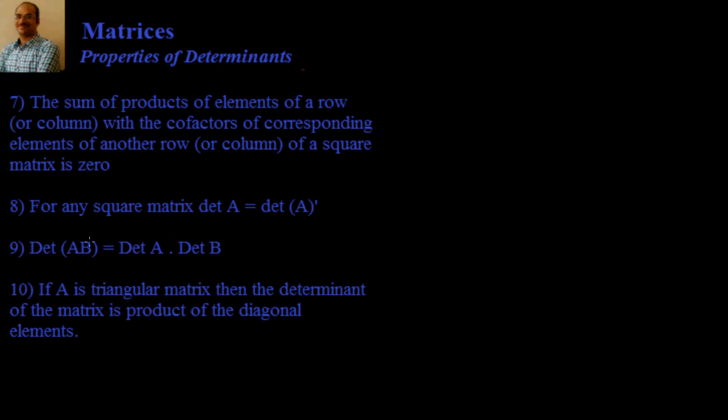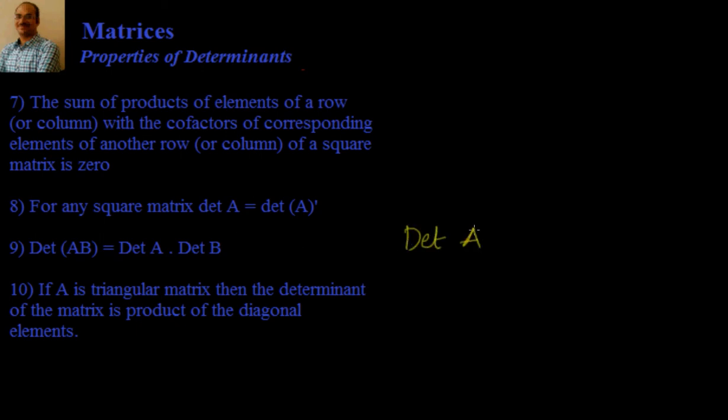We have some more properties here. I request you to have a look at this. For any square matrix, determinant of A equals determinant of A transpose. So you can take any matrix, and you know how to transpose the matrix. You find out the determinants of both of them, and they should be equal. And not only that, the determinant of the multiplication of two matrices is the product of their individual determinants. So determinant of AB equals determinant of A into determinant of B.